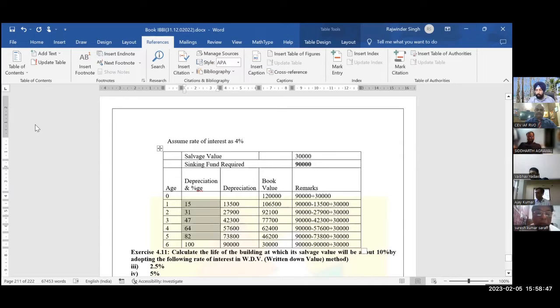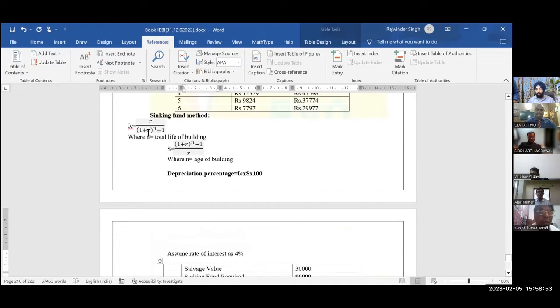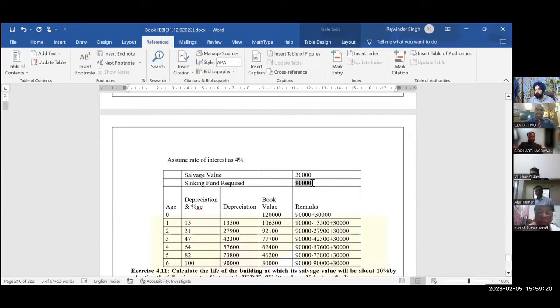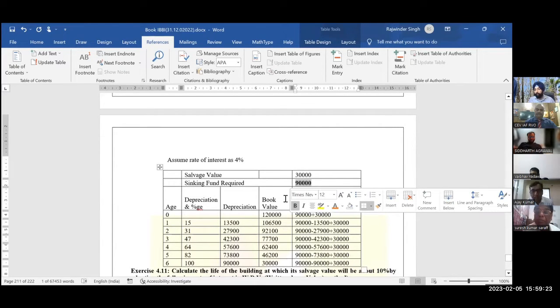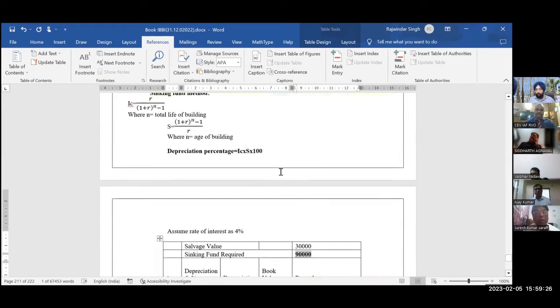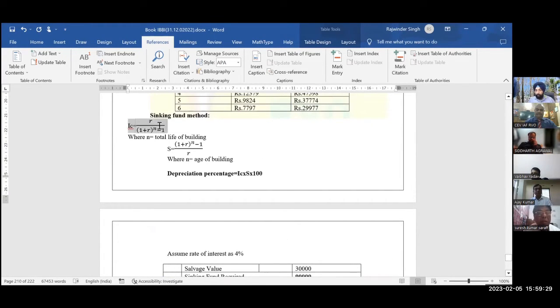Sir, show me the calculation of IC and S, sir. Formula calculation. So you can do that calculation. So for N, here N is for how many years you have to calculate the sinking fund? In total life, how many years you have to accumulate this 90,000? For the total life, 6 years. 6 years, yeah. Okay. So this value will remain constant.